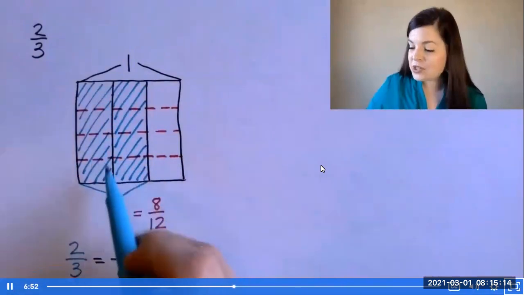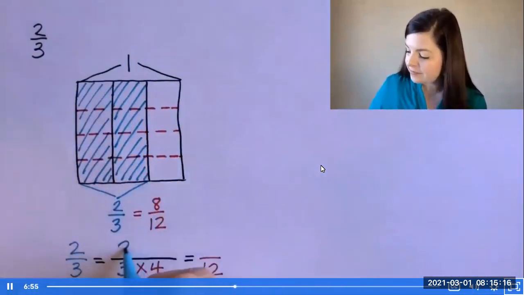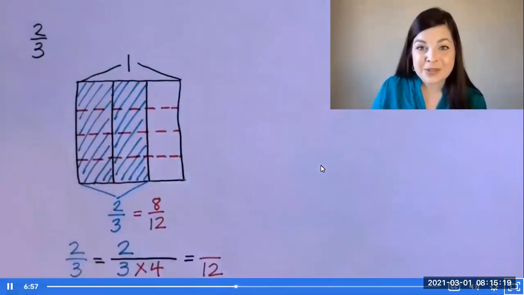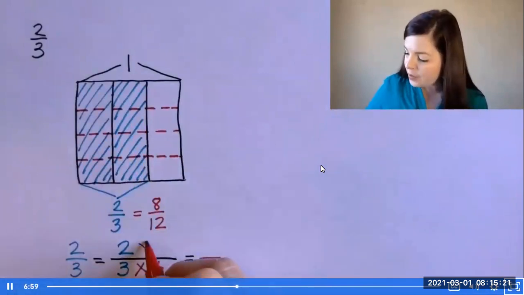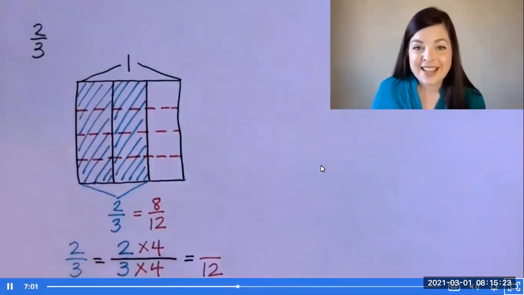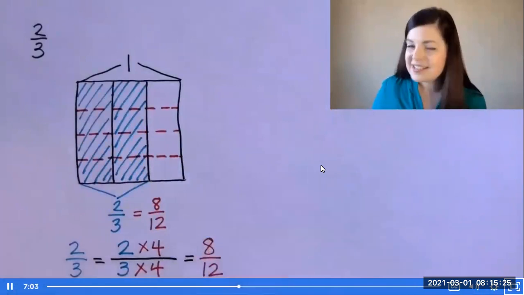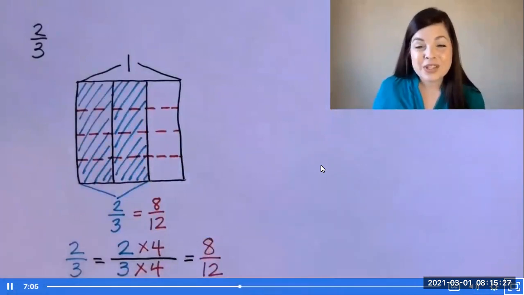In the beginning, we had 2 selected units. But when we decomposed those thirds and made smaller units, we got 4 times as many units, and now we have 8 selected units. So we've shown with multiplication that 2/3 is equal to 8/12.